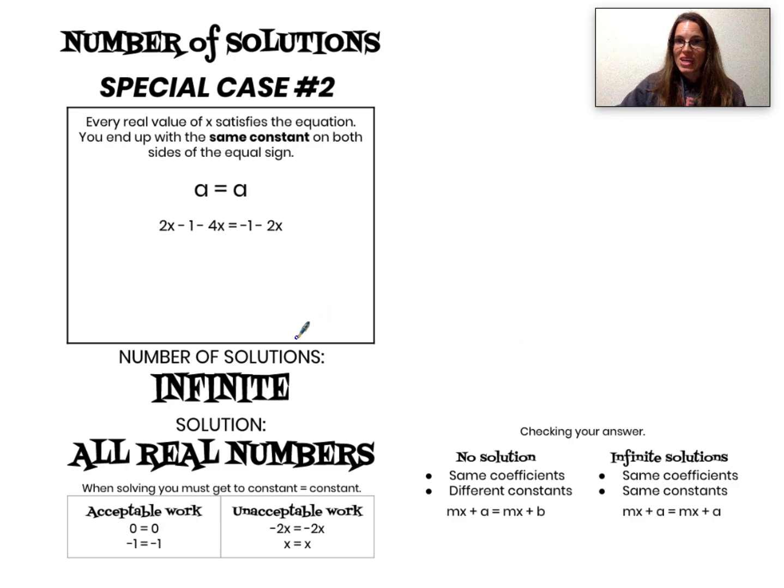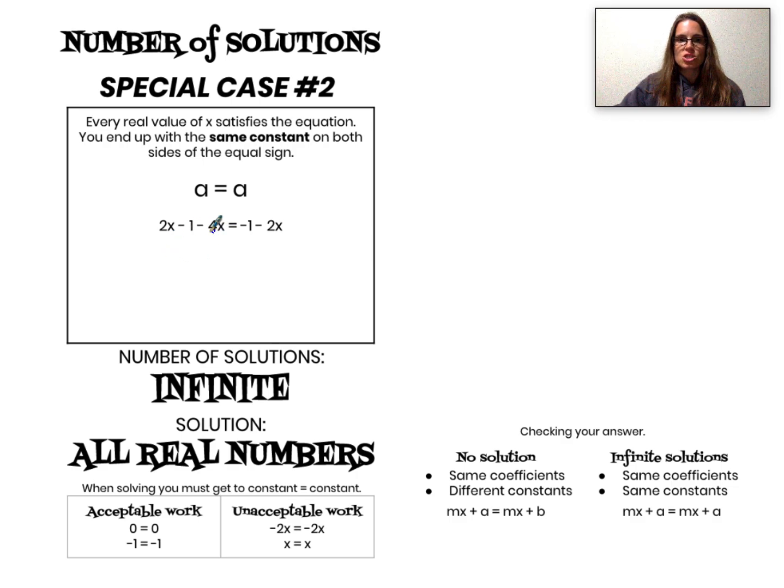The second special case is when there are an infinite number of solutions. Any value of x that you plug into the equation will make the equation true. Let's look at an example of that. 2x minus 1 minus 4x equals negative 1 minus 2x.